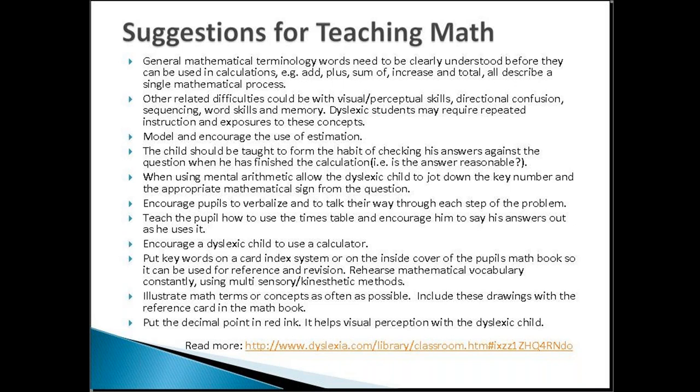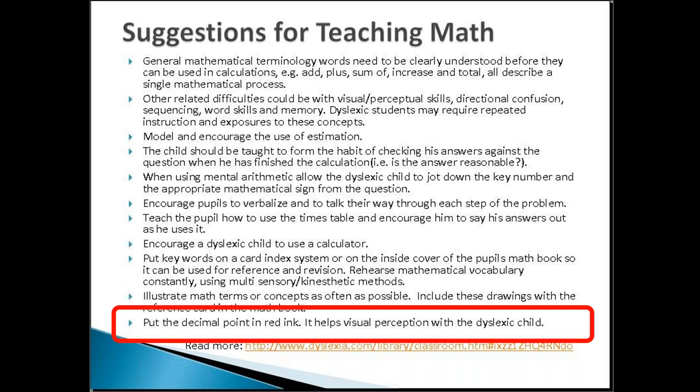The other thing I want to encourage you to do is look through the information in your outline, which should be separate from your PowerPoint, and see how you can visually represent the things that you have in your outline. And whenever possible, instead of keywords, do a visual representation. If you look at this slide, I'm going to pull out the very last bullet point at the bottom. It says, put the decimal point in red ink. It helps visual perception with the dyslexic child. Well, I would say that all of us like to see things visually, and we tend to remember them better when we see them visually. So if I was trying to emphasize this point, I would have it in my outline to talk to people about, but I wouldn't have that listed on the screen.